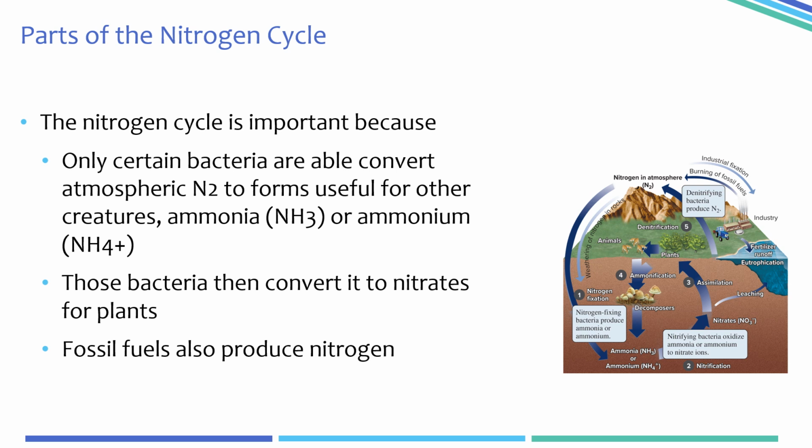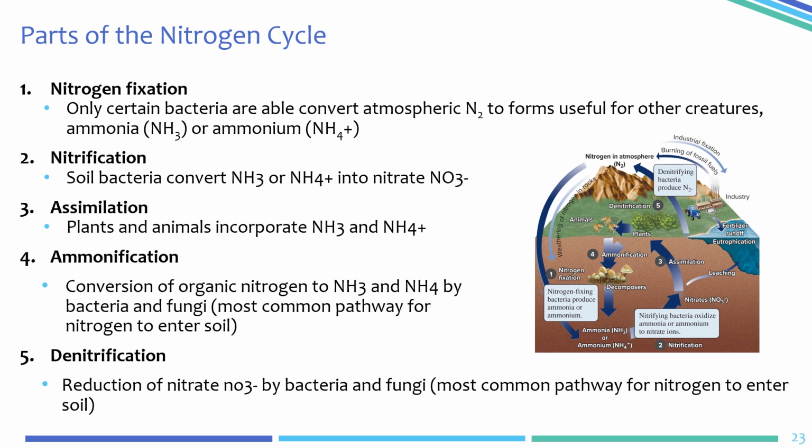So the nitrogen cycle is important because it brings in that nitrogen from the atmosphere and converts it into ammonia or ammonium. The soil bacteria can then convert ammonia and ammonium into nitrates that plants can use. Fossil fuels also produce nitrogen gas, as nitrogen is released when fossil fuels are burned.